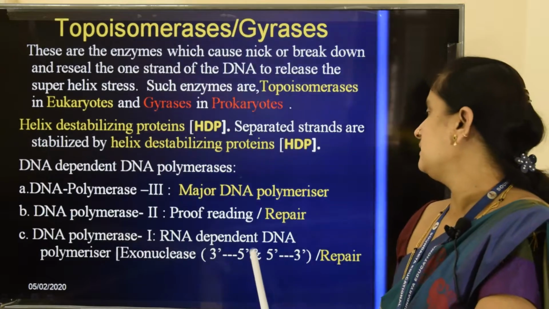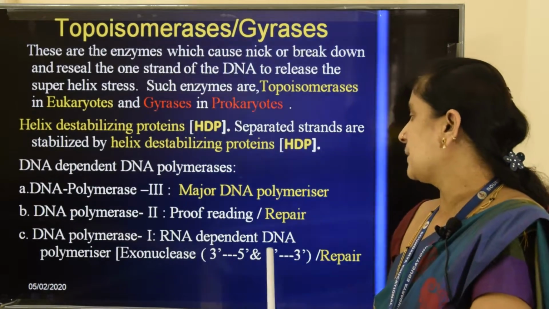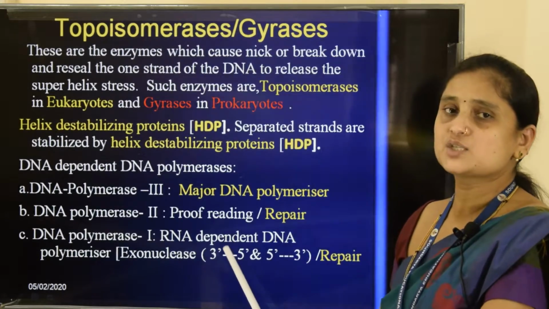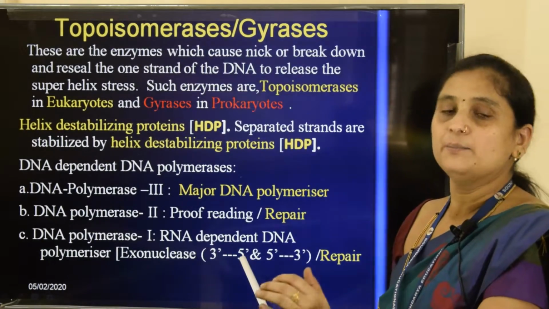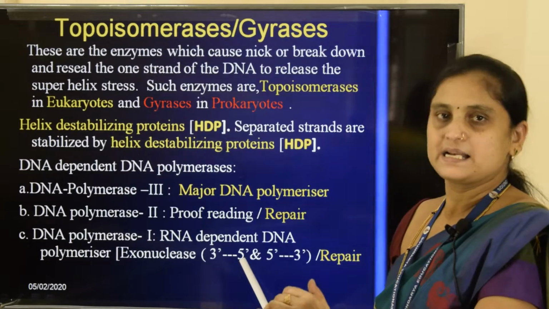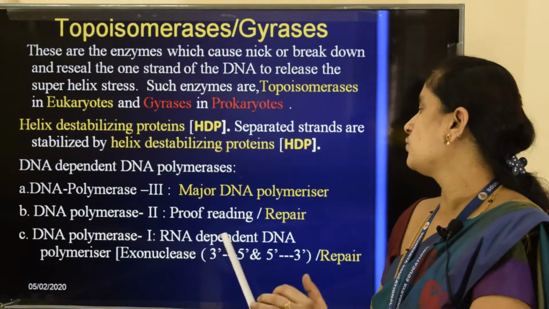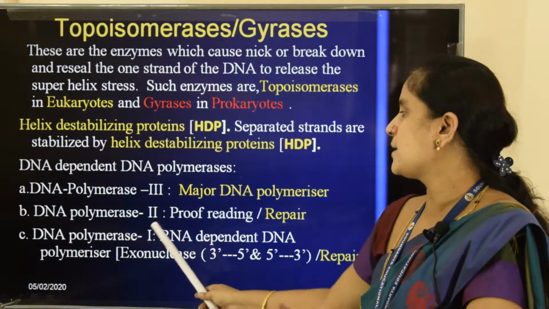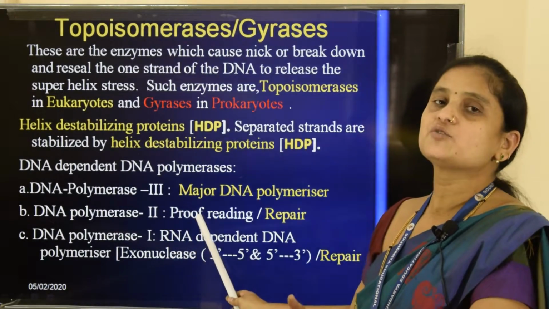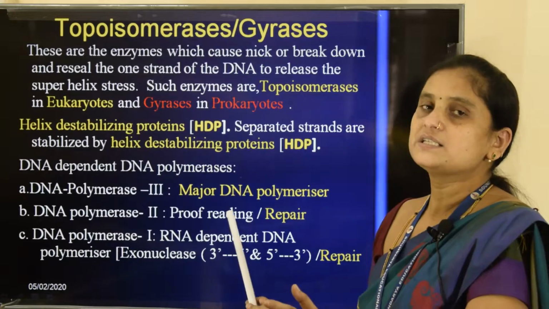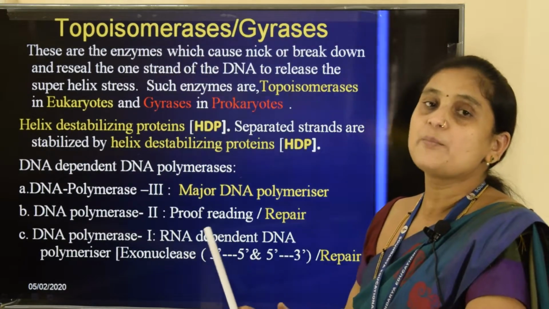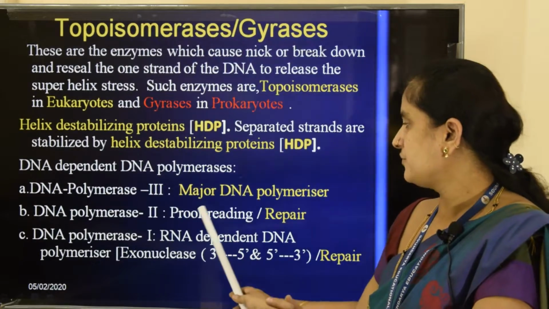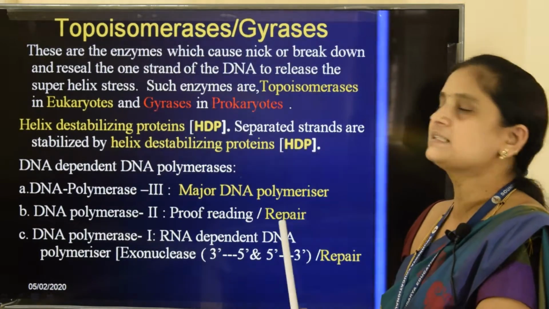So which is the major repair enzyme? That is DNA polymerase 1. It has to do its activity compulsorily during the DNA replication, so it is one of the major repair enzymes. Whereas DNA polymerase 2 is going to proofread or cross-check for wrong base pairs that may or may not be there. Hence we can consider this a minor repair enzyme.